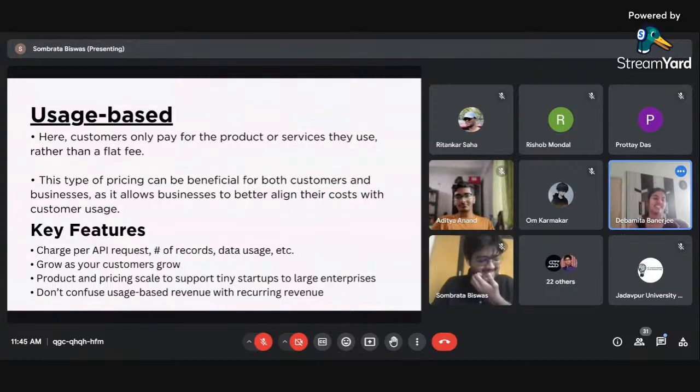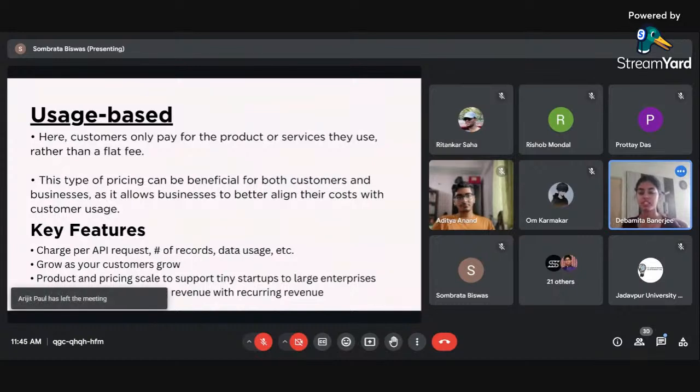So, usage-based. I think usage-based is the opposite of what we discussed earlier. In a subscription, you're taking money from the customer for providing a service. In usage-based, they use something, they pay for it, right?